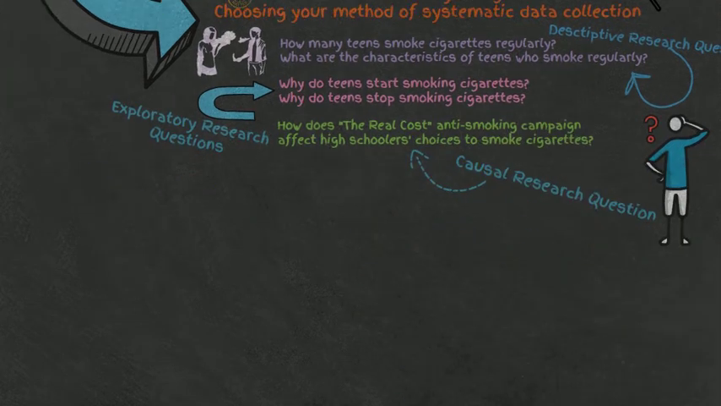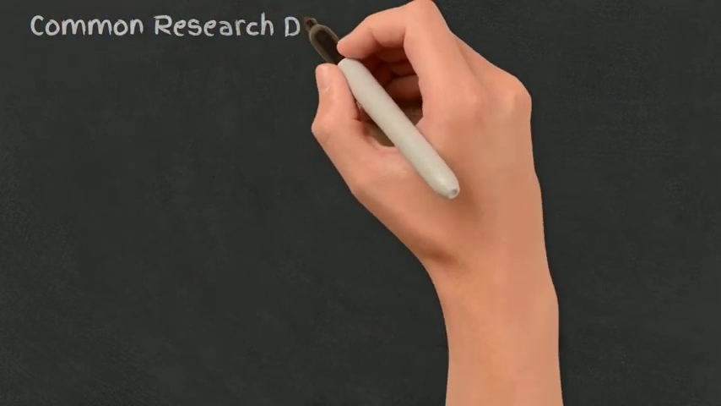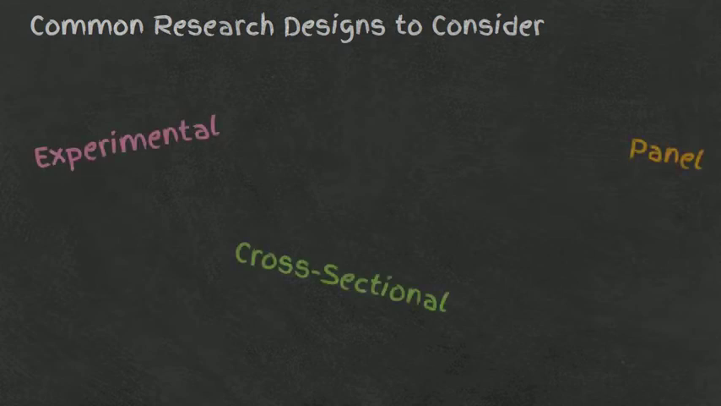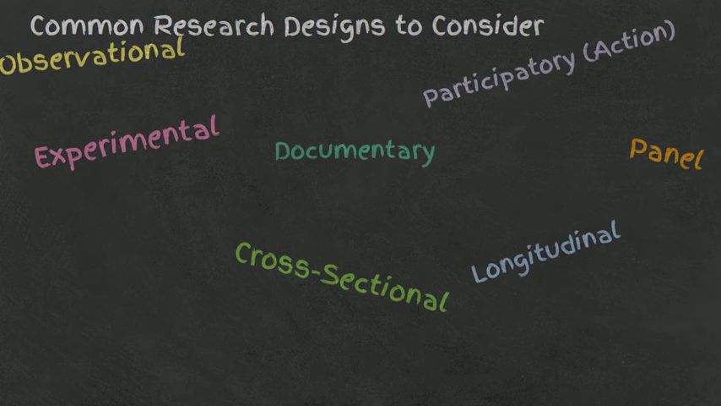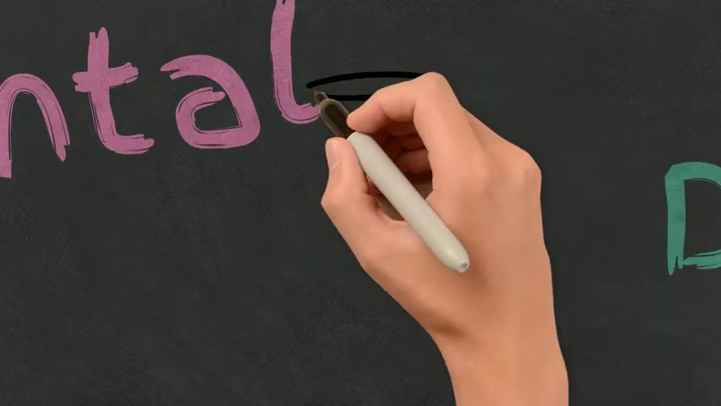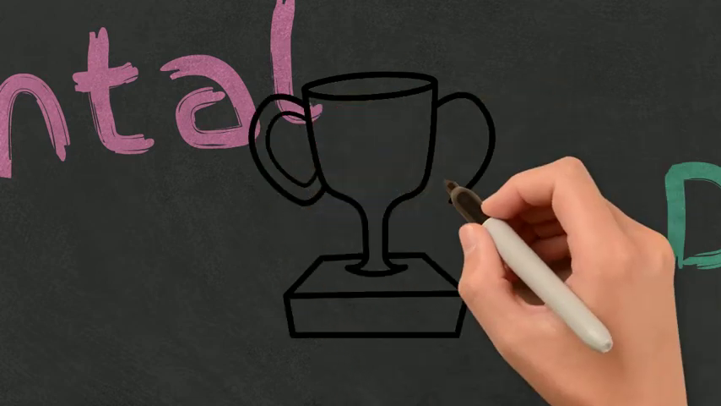So depending on the type of research question we ask, we have different commonly used research designs we can choose from. We could conduct an experimental, cross-sectional, panel, longitudinal, observational, documentary, or participatory research. Now, these aren't all mutually exclusive designs. We could decide that to really answer our question and maybe test our hypotheses, we should combine one or more of these designs. That's awesome. Just remember, you'll have to justify your choices.